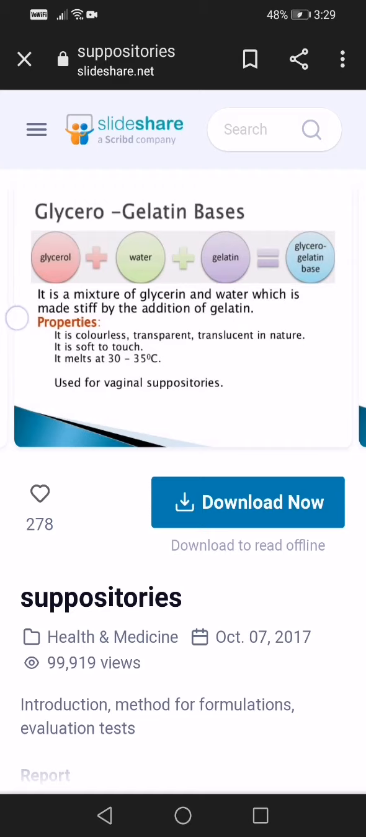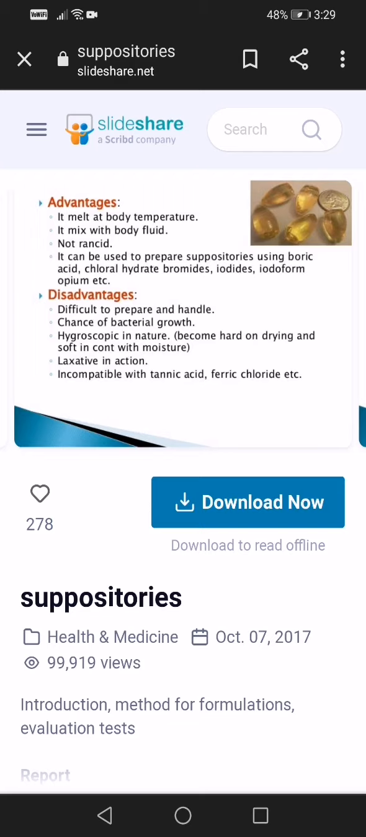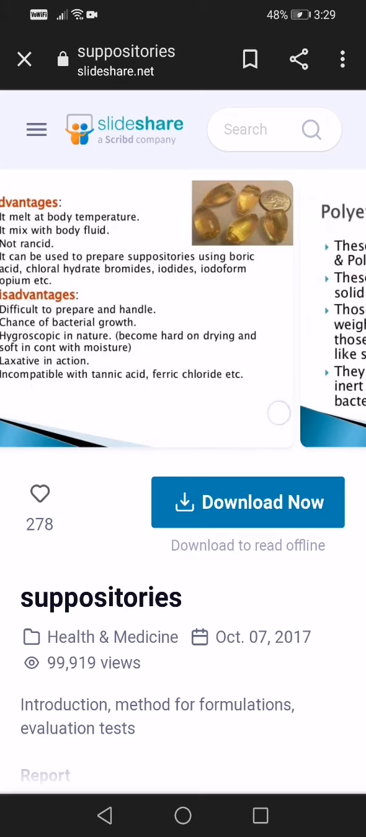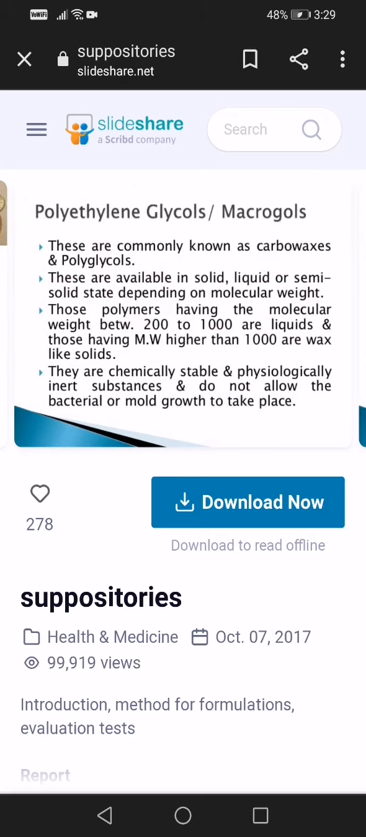So you can easily remember glycerogelatin, because it is the combination of glycerin and gelatin along with water itself. And coming to the advantages, it melts at body temperature, it will mix with the body fluid, it will not get rancid, and it can be used to prepare suppositories containing boric acid, chloral hydrate, etc. And coming to the disadvantages, it is difficult to prepare, there is a chance of bacterial growth, it is laxative in action, and incompatible with tannic acid and ferric chloride. Coming to the macrogols, these are commonly known as carbowaxes or polyglycols.